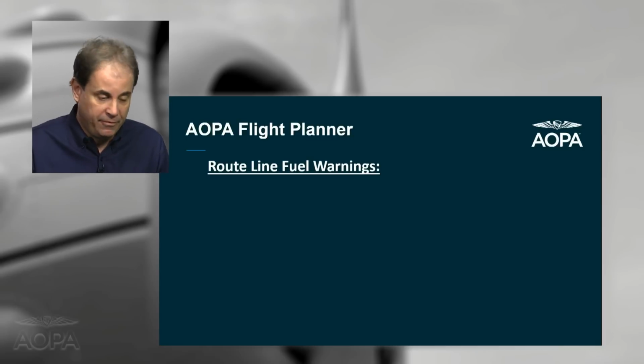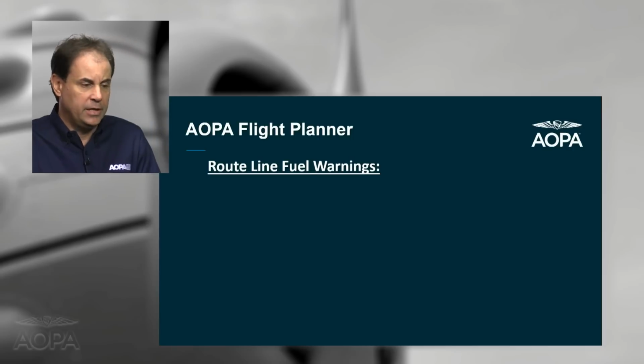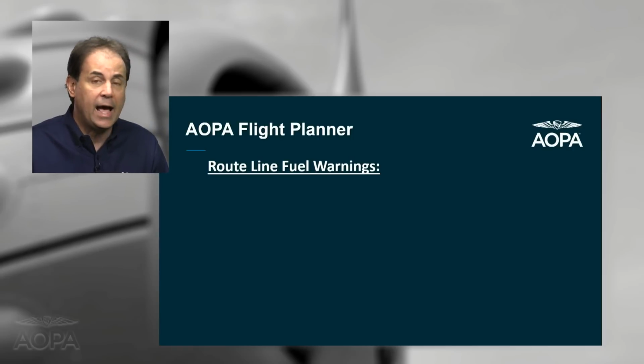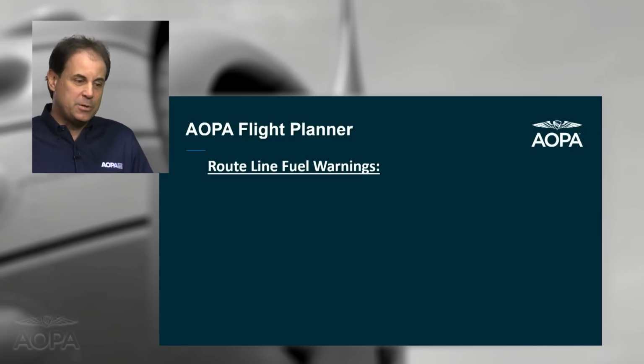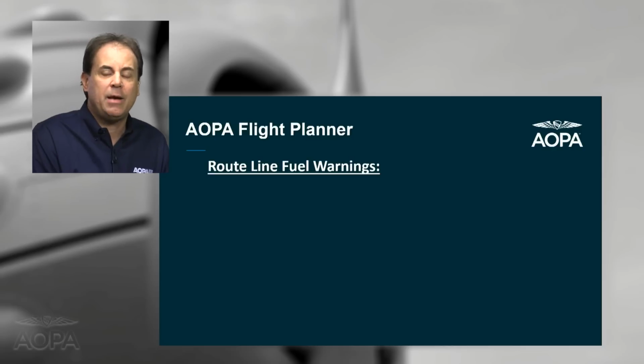All right, so let's move on to the route line fuel warnings. This is going to set us up to look at the intermediate stop feature. Route line fuel warnings was a feature we introduced almost a year ago now, I believe. And again, it's the only tool out there that I'm aware of that has this particular feature. And this is what set everybody up to say, well, geez, this is a great feature. Now why can't I add a stop?